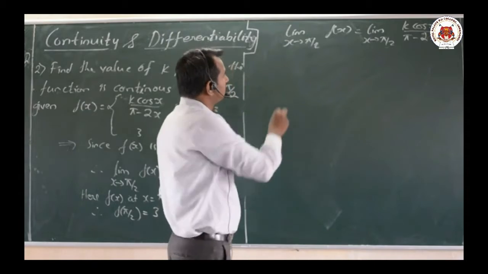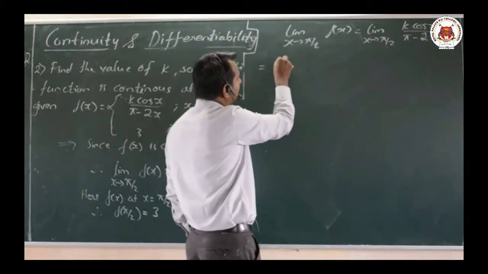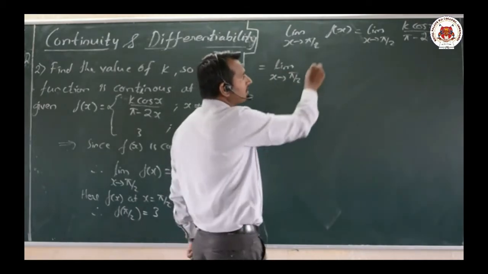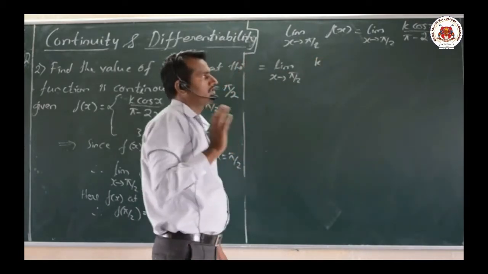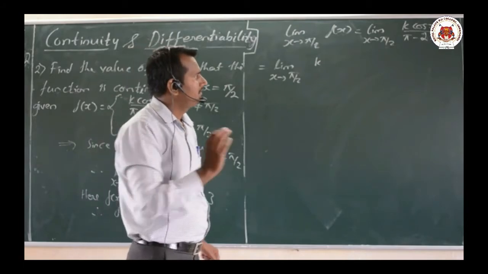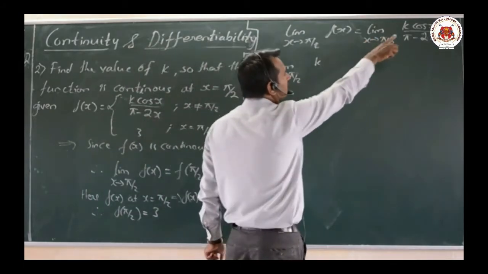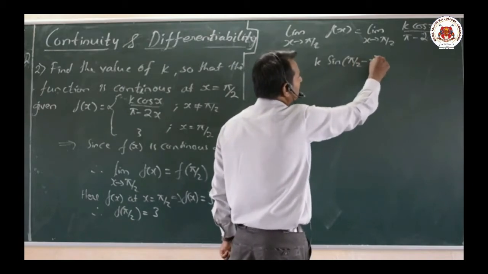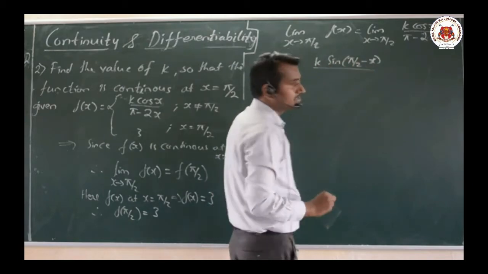That means we have the limit as x tends to pi by 2 of k into, now what shall we do here? It is a very, very simple concept. Cos x, can I write it as sine of pi by 2 minus x here? Why? Because sine of pi by 2 minus x lies in the first quadrant.